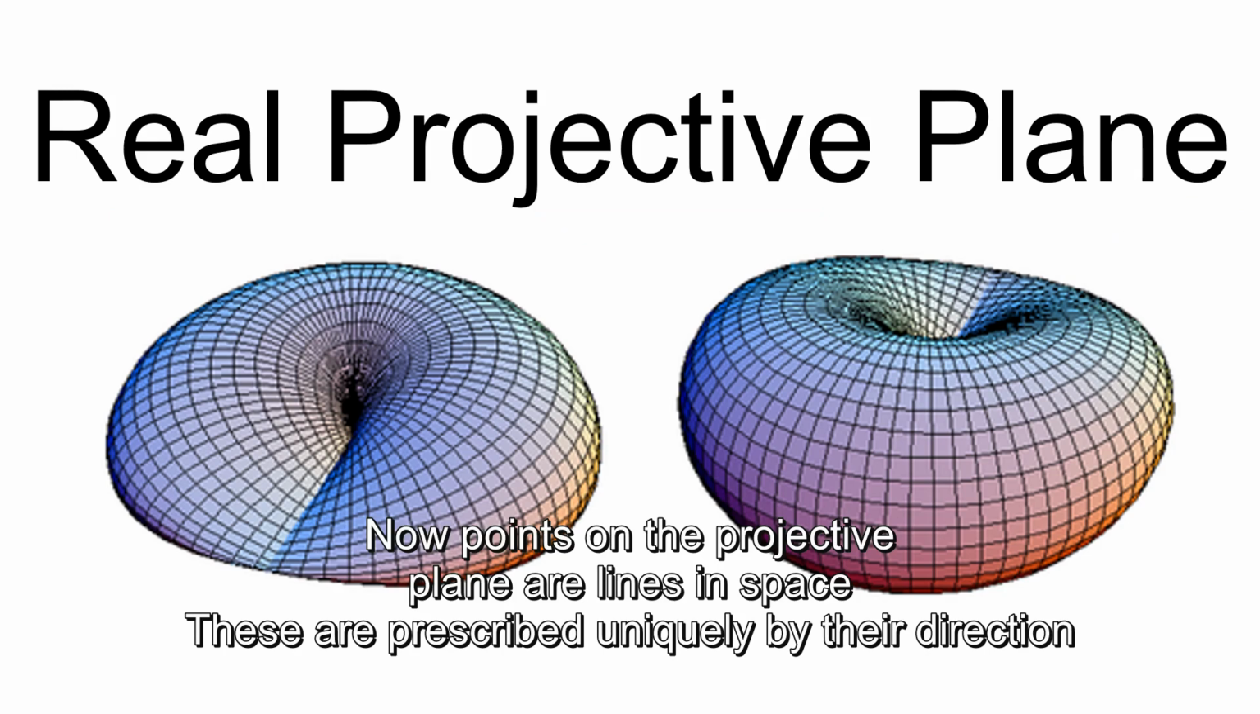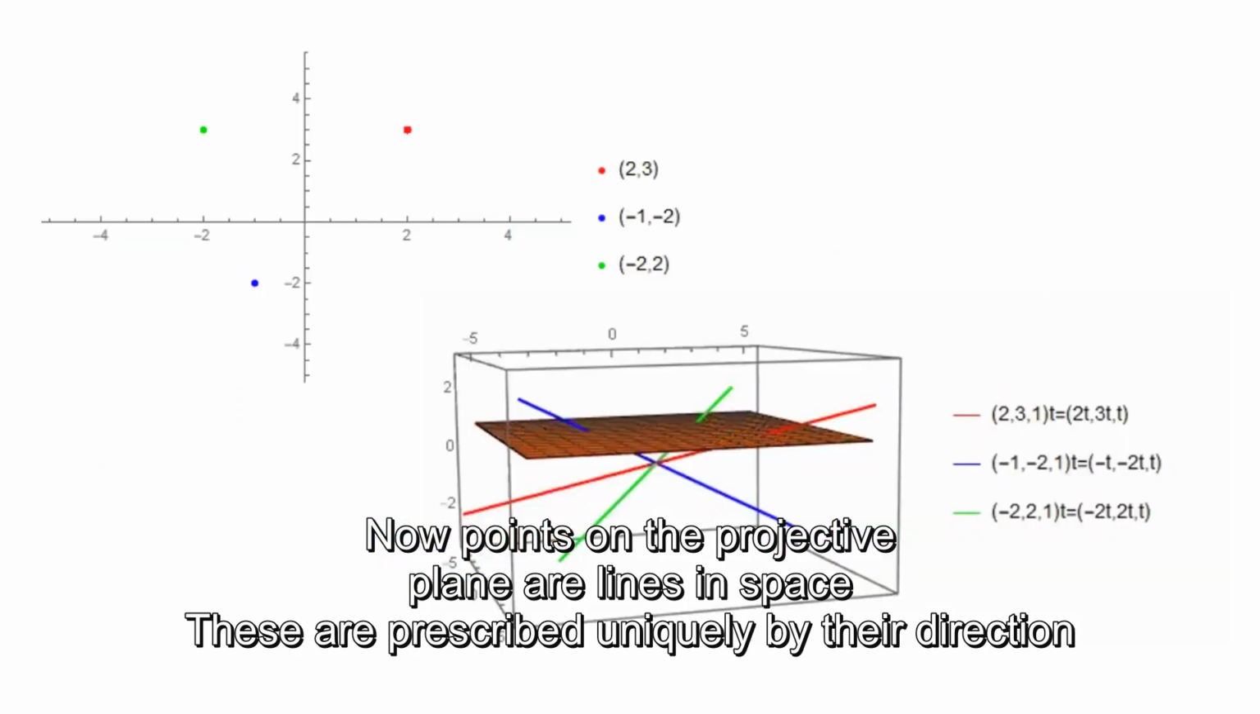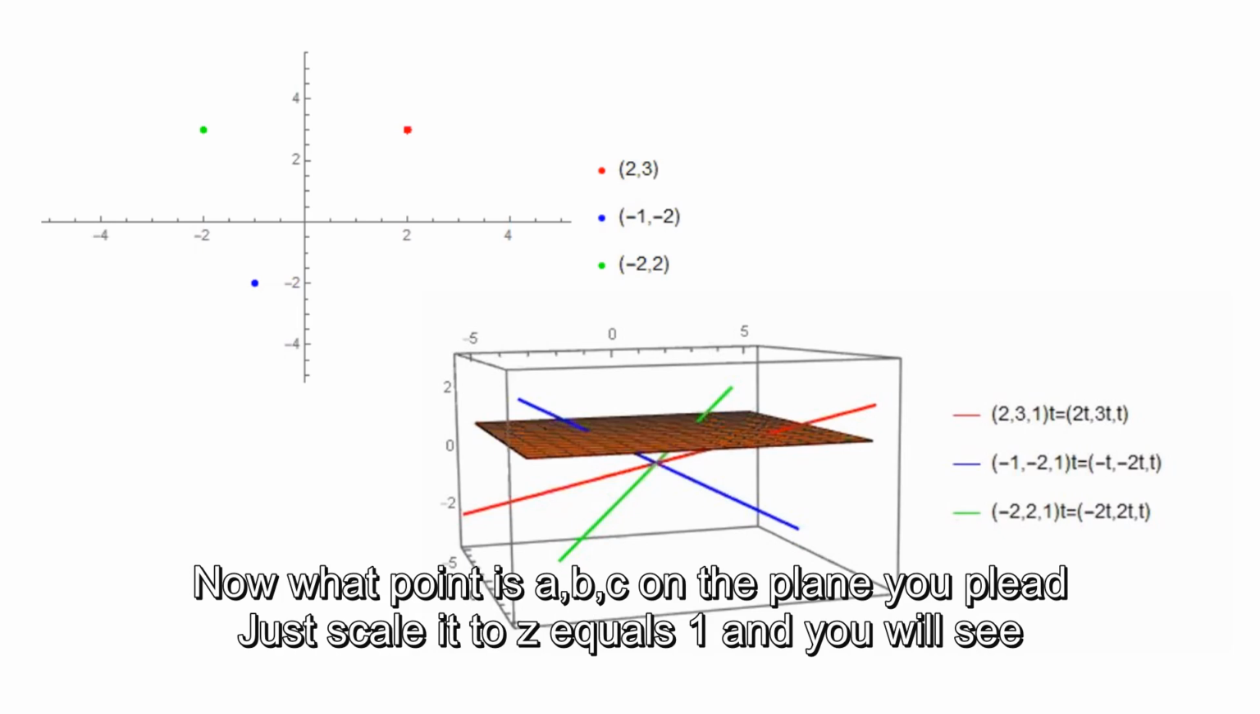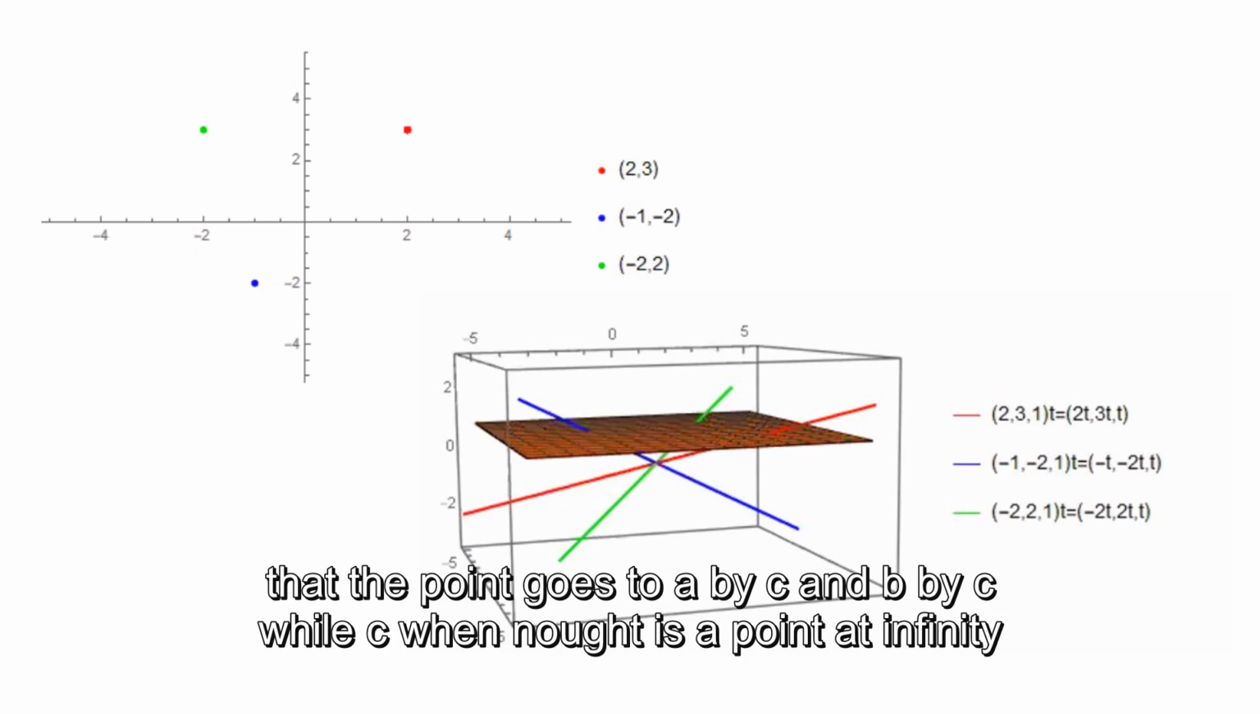Now points on the projective plane are lines in space. These are prescribed uniquely by their direction. Use a vector (a, b, c) to put them in place, scale up and down, get all points without rejection. Now what point is (a, b, c) on the plane, you plead? Scale it to z equals 1 and you will see that the point goes to (a/c, b/c), while c equals 0 is a point at infinity.